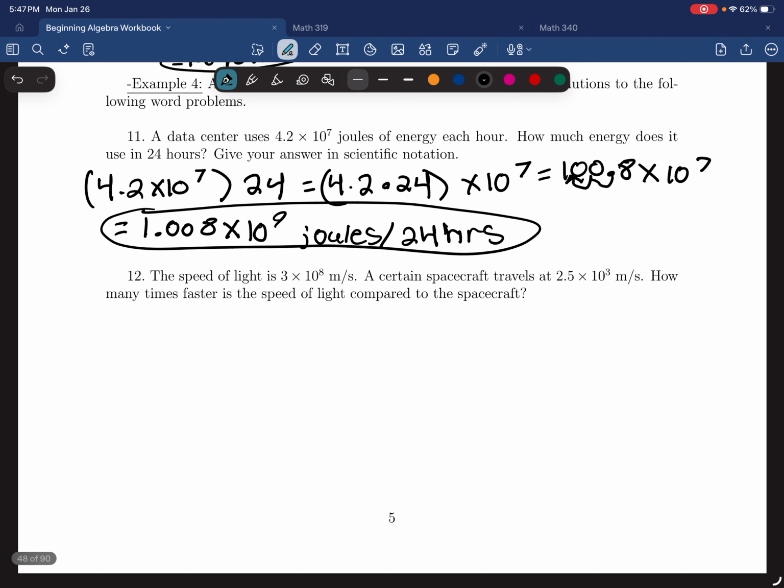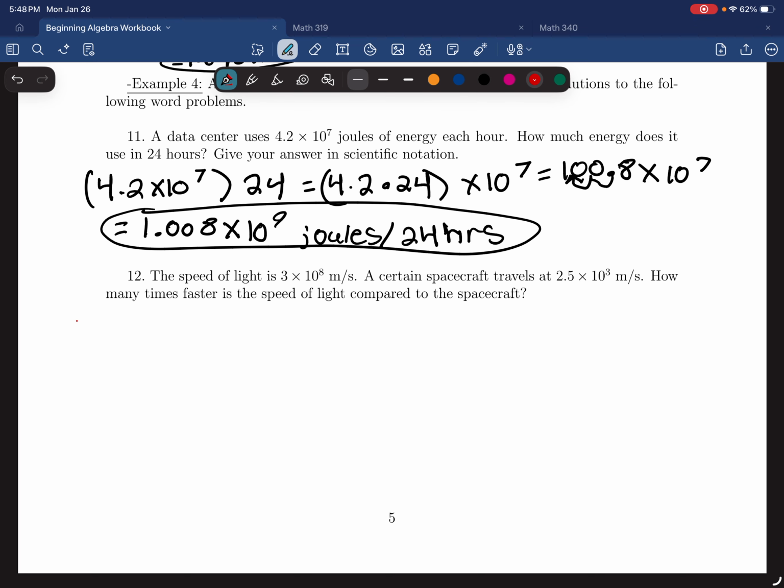Alright, so for example 12, I encourage you to pause the video and try this one on your own. And assuming you have given it a go, let's go through this. So we have the word problem. The speed of light is 3 times 10 to the 8th meters per second. A certain spacecraft travels at the speed of 2.5 times 10 to the 3rd meters per second. So we want to know how many times faster is the speed of light compared to the spacecraft.